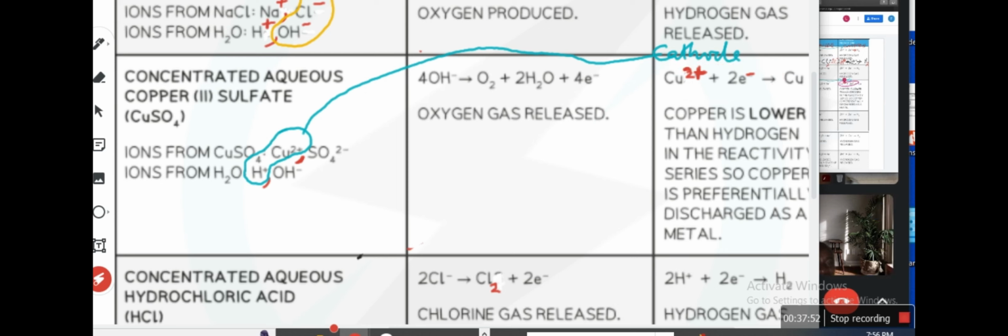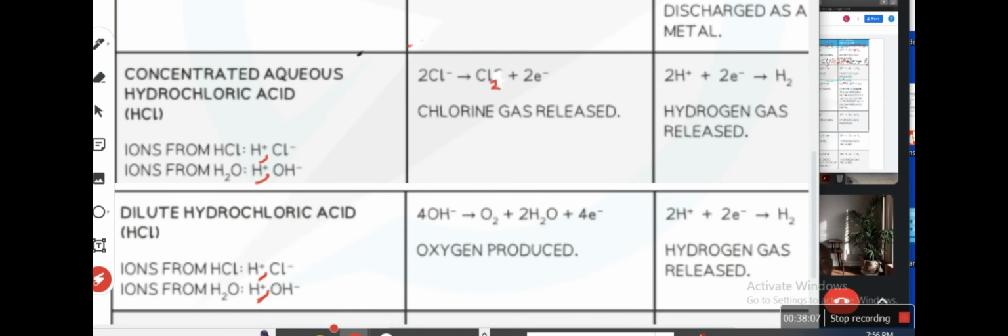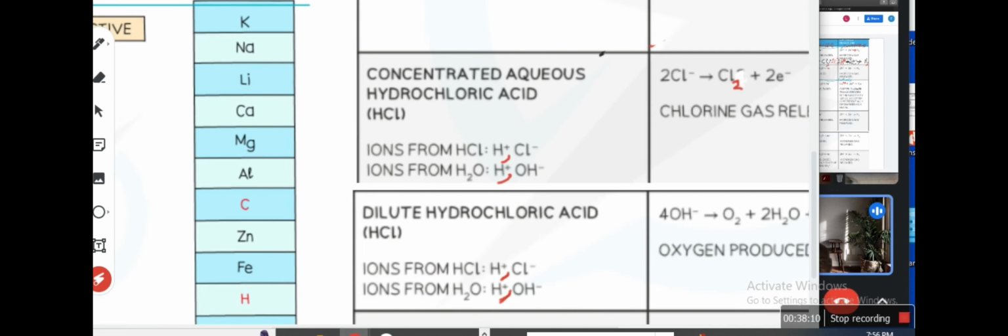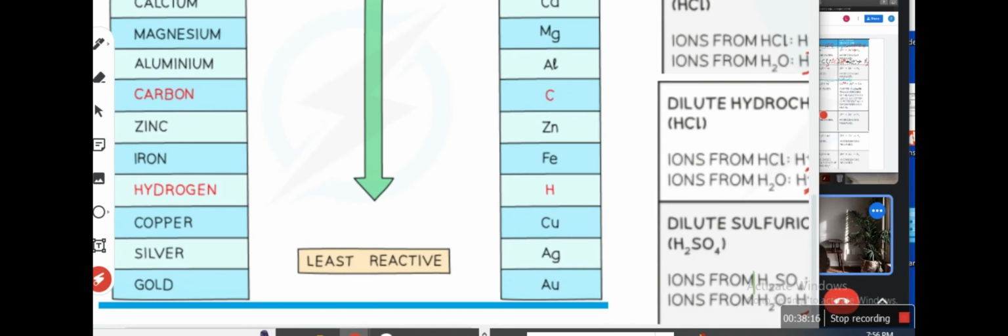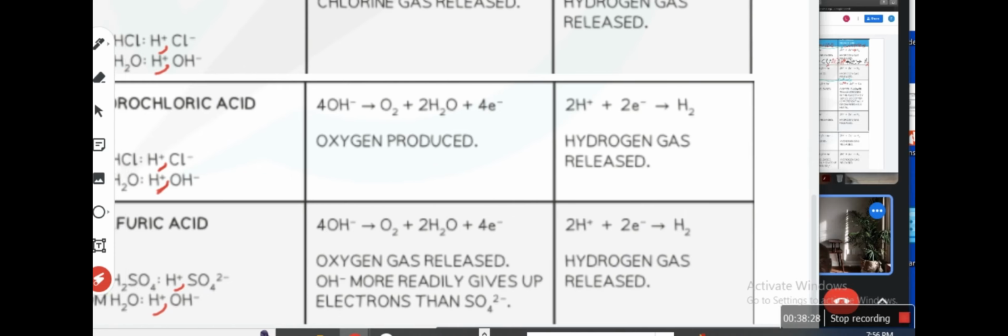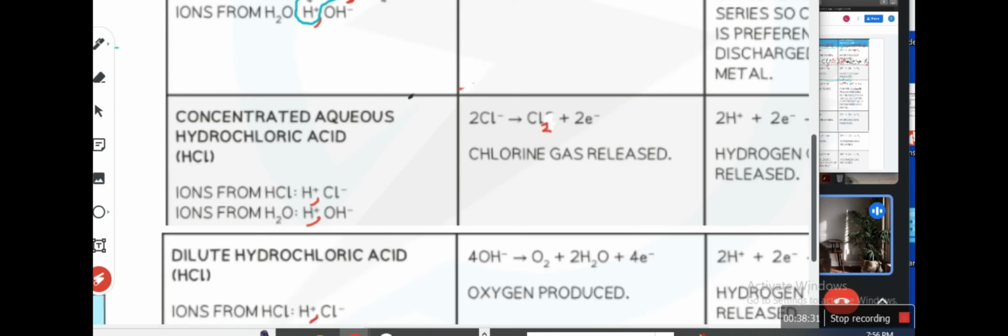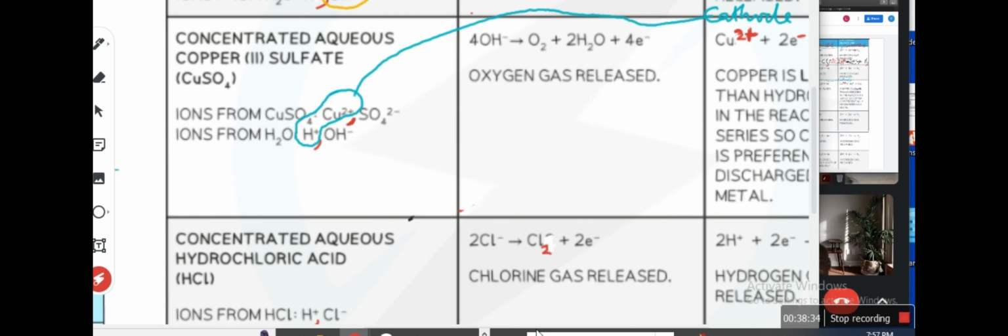I thought you meant in the concentrated one. No, you know where I am. The equation tells you which one was discharged. So which one was discharged here? The copper. It's lower down in the reactivity series. If you check the reactivity series, you see hydrogen, see copper. Copper is lower than hydrogen. So it's preferentially discharged, and then hydrogen is left behind.